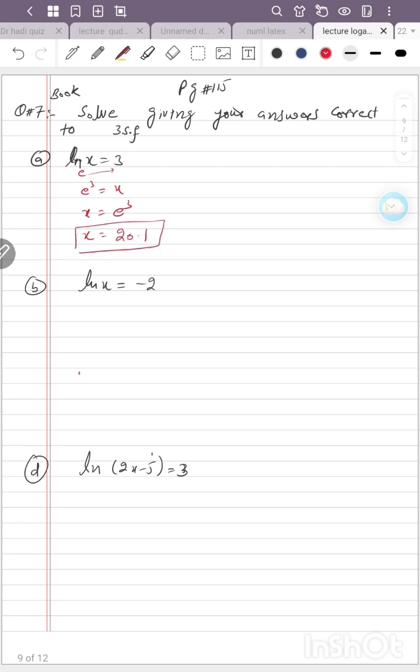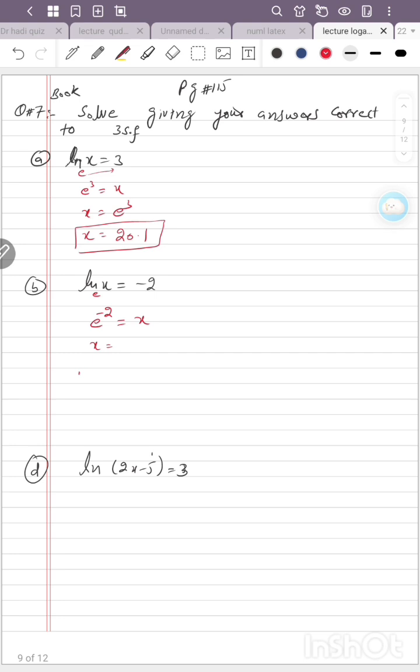Okay, now the second one is log of x equals minus 2. How do we solve this one? Here we have x, this base is e, so this will be e power minus 2 equals x. So x equals e power minus 2.